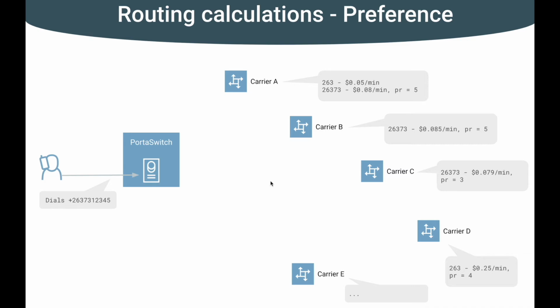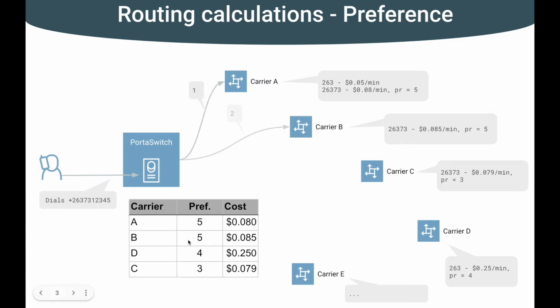We need an additional parameter. It's called preference. It's a numerical rating from 0 to 10, being 10 the highest and 0 the lowest. Preference tells us whether we want to move a route up or down in the routing list. Let's suppose that in our tariff, we've just added the following preference values. So our vendors A and B are going to have preference 5, our vendor D preference 4, and our vendor C is going to have preference 3.